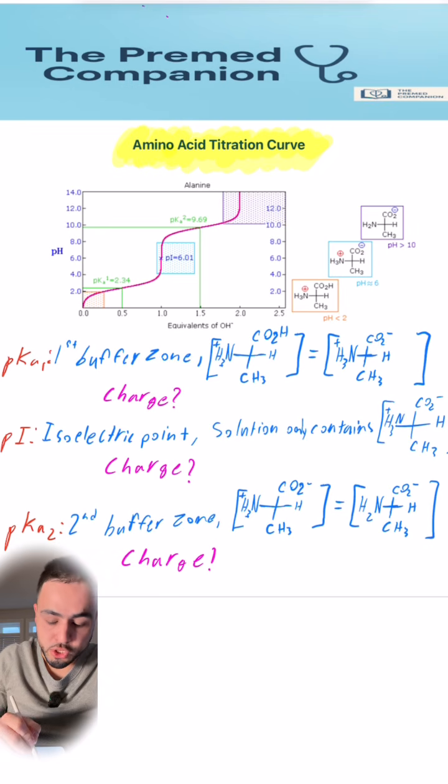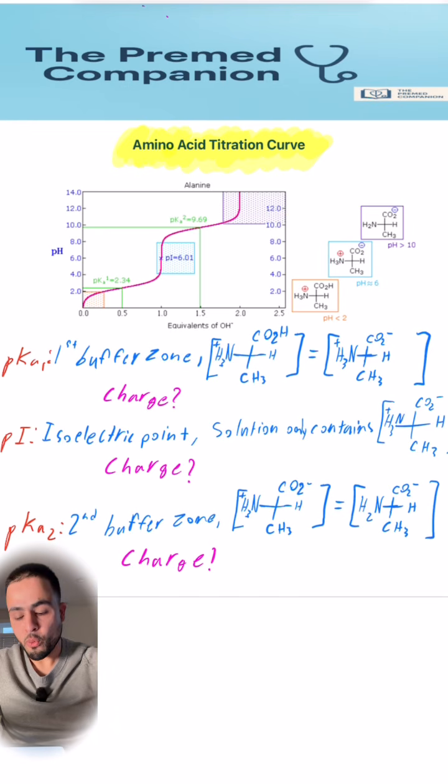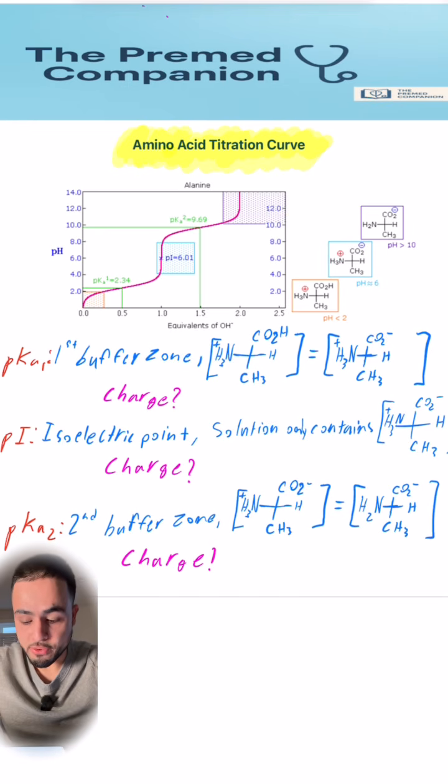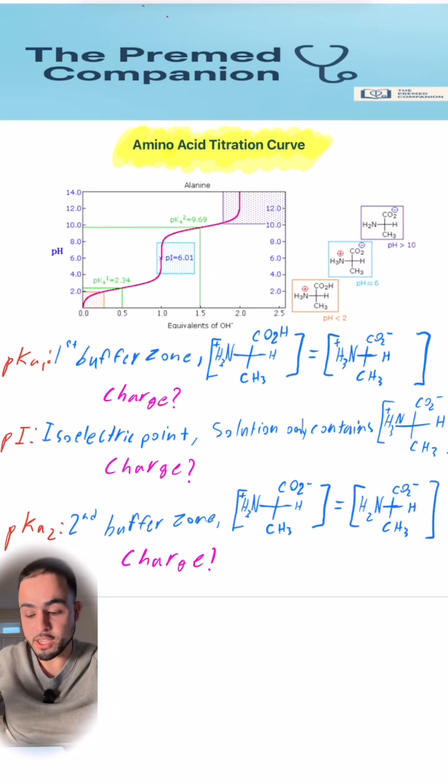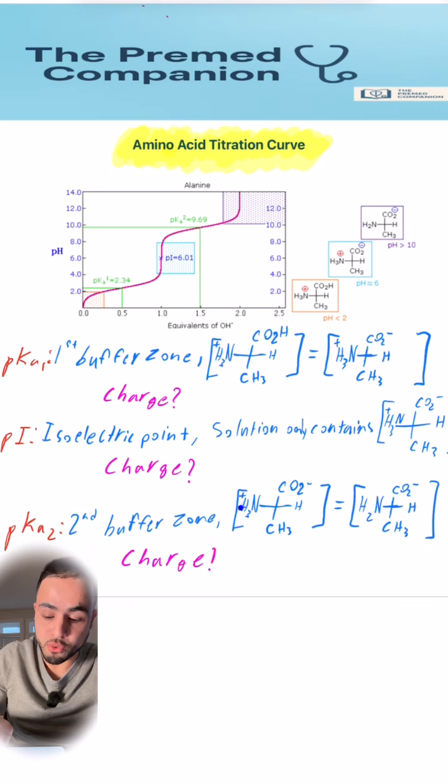Moving on to pKa2, which is the second buffer zone. You'll notice that again, this is where we have that resistance to change. However, because we are increasing the pH enough, even though the amino group is technically a base, if you increase the pH enough, it'll start acting as an acid, thus donating one of its hydrogen atoms and becoming the deprotonated form. So at the second buffer zone, we'll have equal concentrations of this form and this form, where notice all of the carboxylic acid is deprotonated. However, in this one, the amino group is deprotonated. However, in the other one, the amino group is protonated.